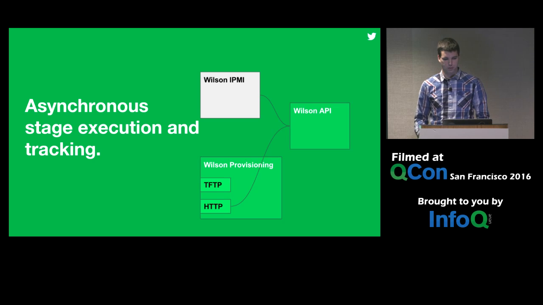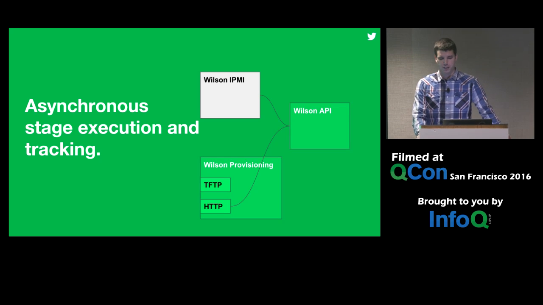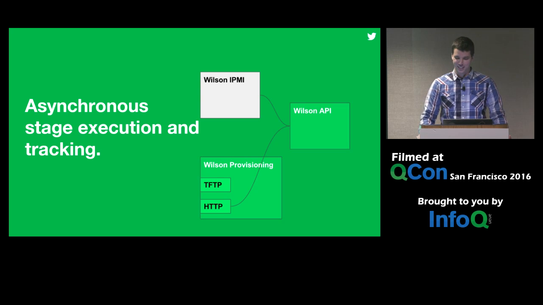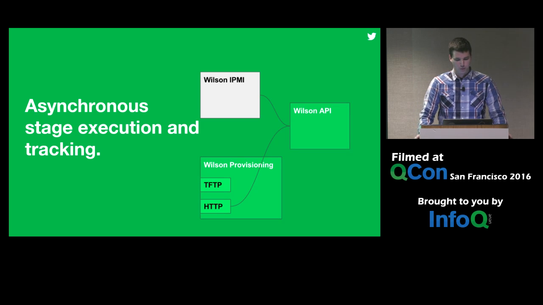So, for example, let's say reinstalling usually consists of updating the BIOS, verifying the hardware, initializing disk controllers, installing an OS, running Puppet, and then doing final verification on the host. That's a lot if you had to do that manually. Wilson API collects these as a plan and triggers a reboot.